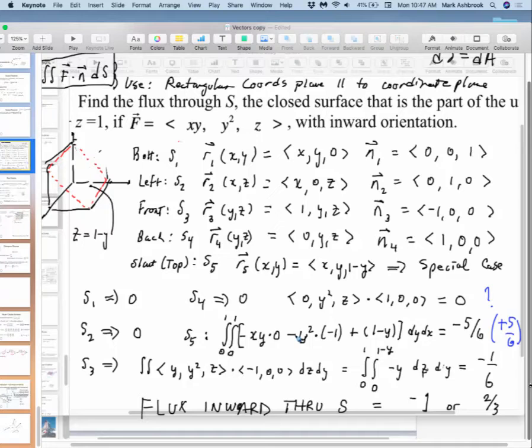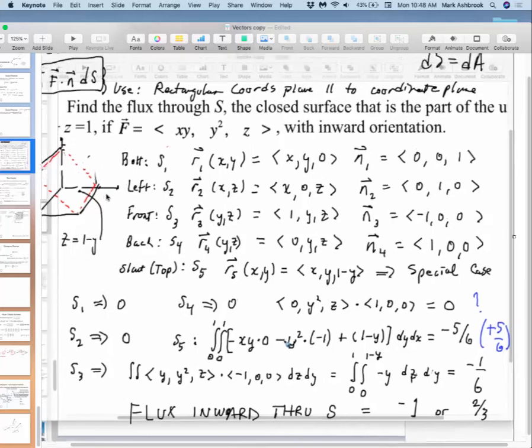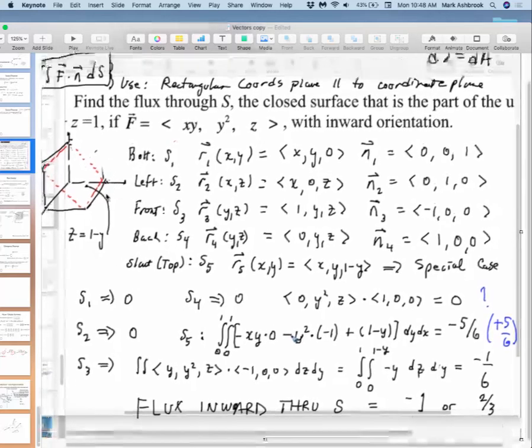So what was wrong? I said it was supposed to be negative 5/6. Did anyone else at the time or now resolve this issue? So what's going on here? It has to do with, what did we say for this problem? Inward orientation. So inward orientation for that top face would be what direction? With respect to z, it would be down, right? So it would be downward.